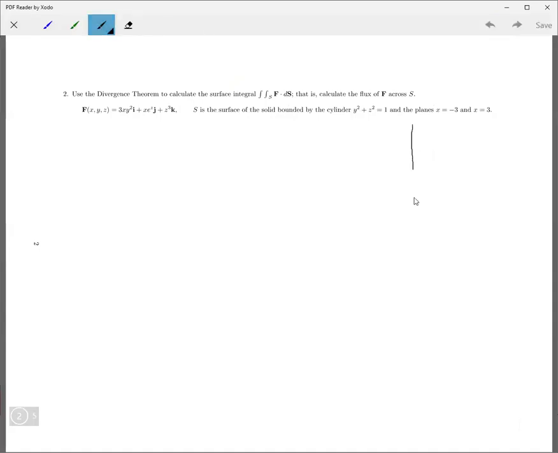Okay, so let's try to get a picture of what this looks like. Here's our coordinate axes. So it's a cylinder y squared plus z squared equals 1, and then the planes x equals -3 and x equals 3. So let me call that -3 right there, and we'll come over here and call that 3. So it's going to be between here and here. If you can imagine, a plane right here that's parallel to the YZ plane, and another plane over here that's also parallel to the YZ plane.